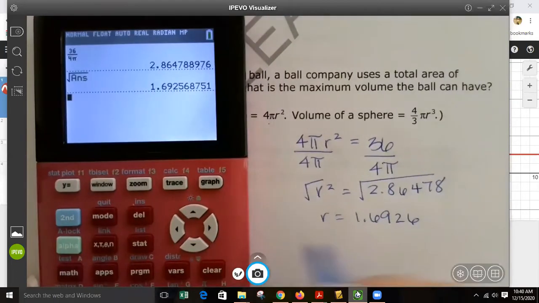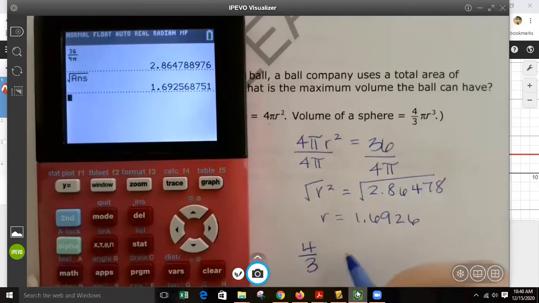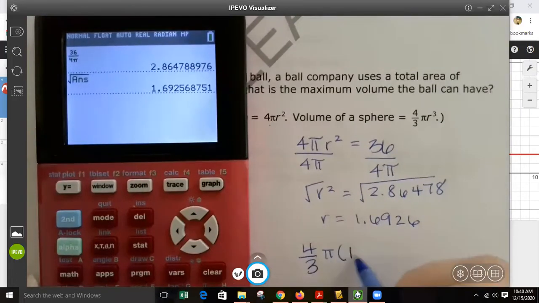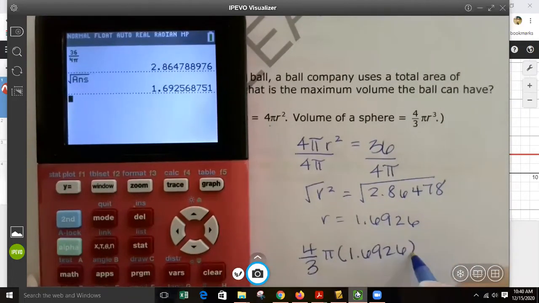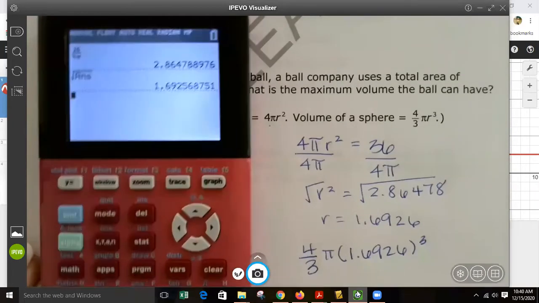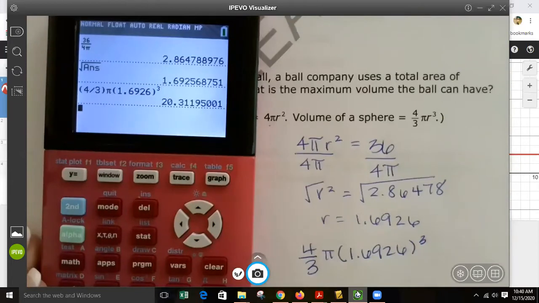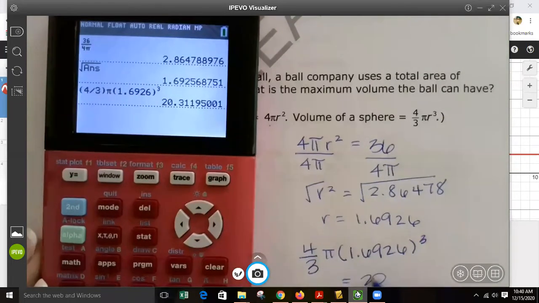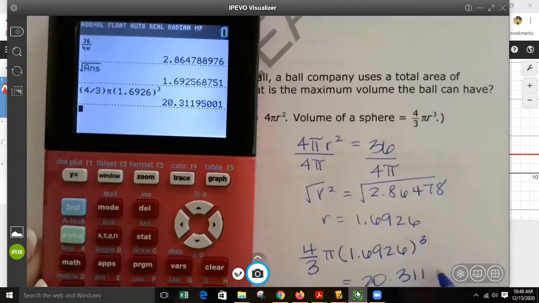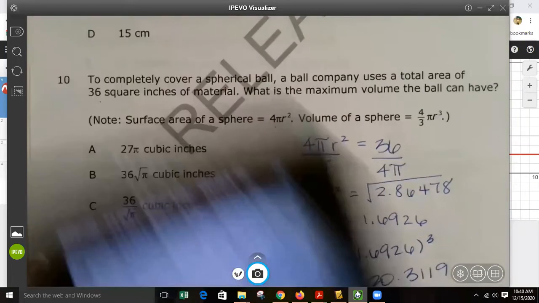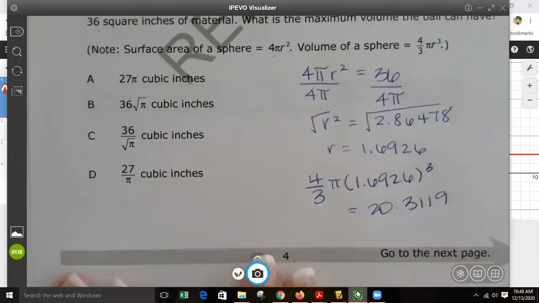I'm going to take that r, and I'm going to put it into my volume formula. And then I'm just going to do that in my calculator. So 4/3 pi times 1.6926 to the third. And I'm going to get 20.3119. I'm not a rounder, so we're good with that.